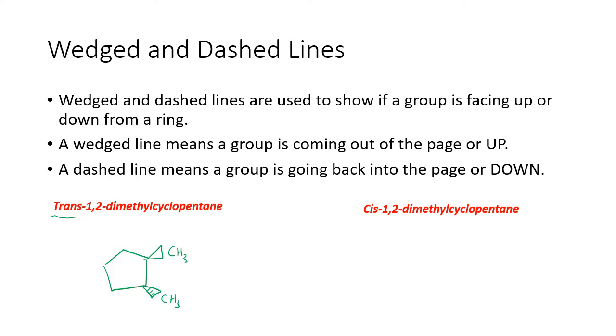If we were to draw the same structure but change it to cis 1,2-dimethyl cyclopentane, we could simply draw a 5-membered ring, and in this case we could have both of them on wedges or both of them on dashes to show that they're on the same face. So here I put both of my methyl groups on wedges.